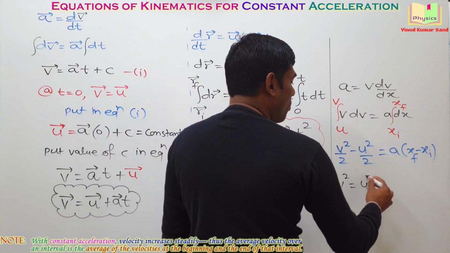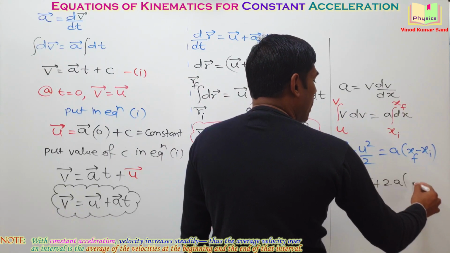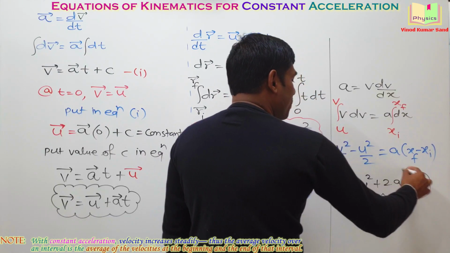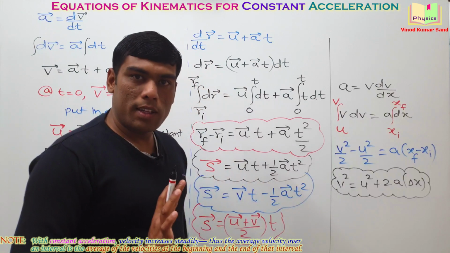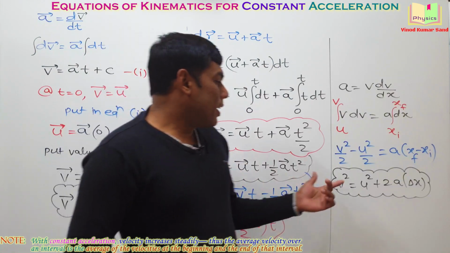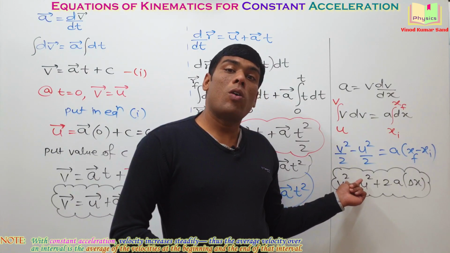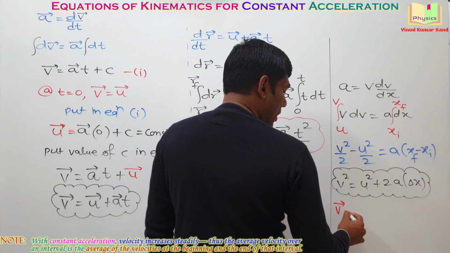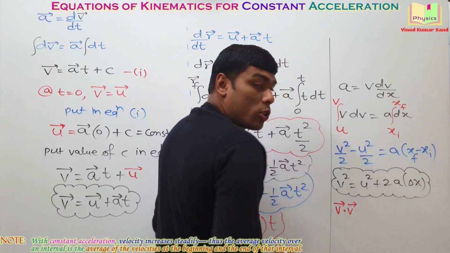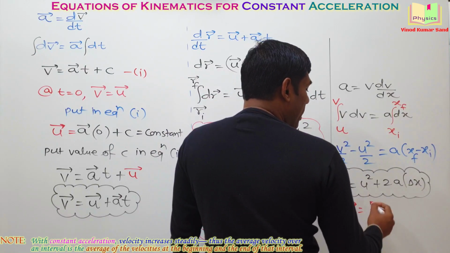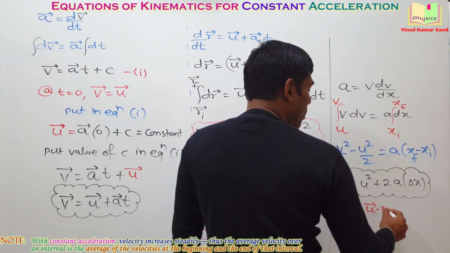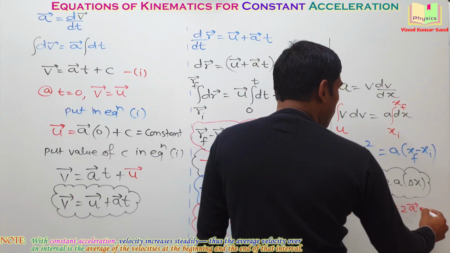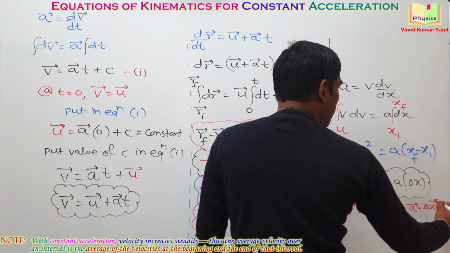v square is equal to u square plus 2a delta x. Clear? Any doubt in that? Okay, fine. This equation can also be written in the vector form. If you require, v square can be written as v vector dot v vector, u square can be written as u vector dot u vector, plus 2 times a vector dot del x vector.